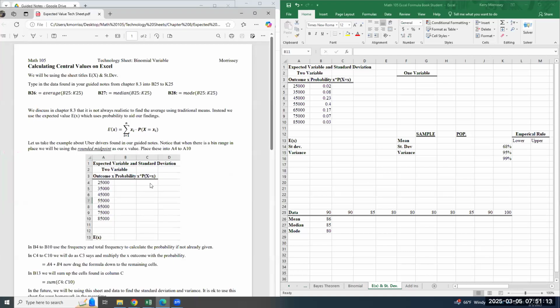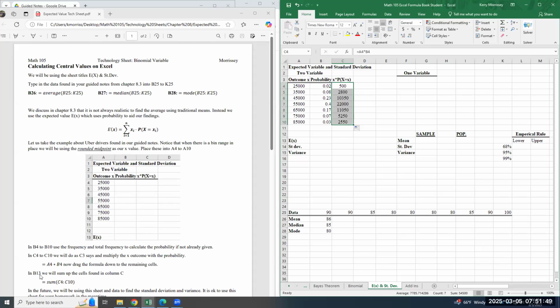So now what we get to do is from C4 to C10. It'll do exactly as it says. So up here it says you're multiplying your x value, these outcomes, with the probability of it actually occurring. So equals this A4 times this B4. And because they're all going to be the same format or the same style, we can just drag and drop here.